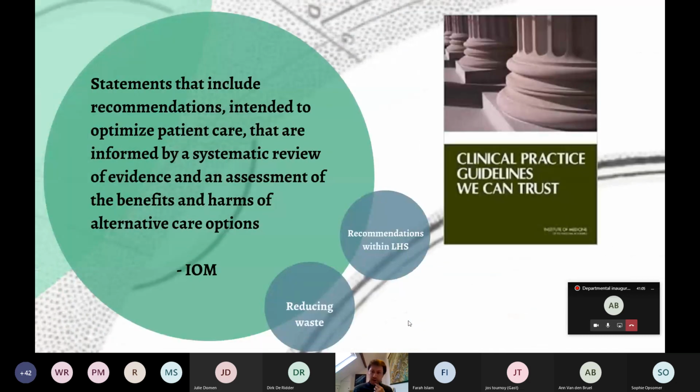A major challenge in clinical guidelines is, and this is from the Institute of Medicine, the idea of where these guidelines come from, and guidelines again being research oriented, but also having the idea of doing an assessment of benefits and harms of alternative care options. And how can we get these guidelines into practice? But what are some challenges in the learning health system? And I think there are two very important challenges. One is reducing waste, and the other is how can we work with recommendations within a learning health system.